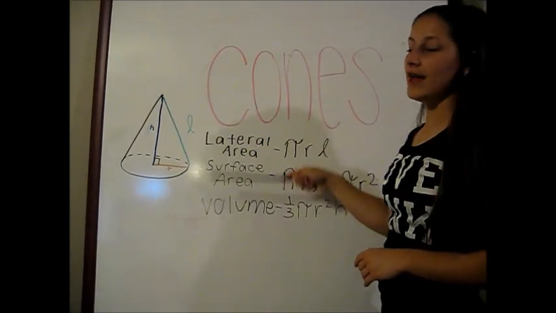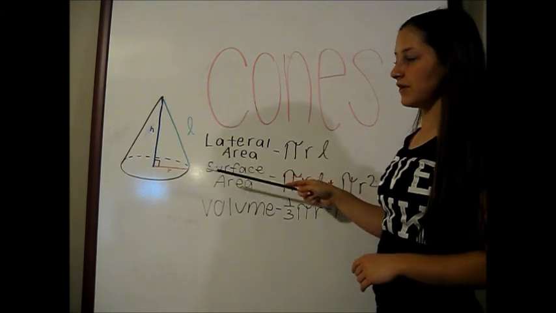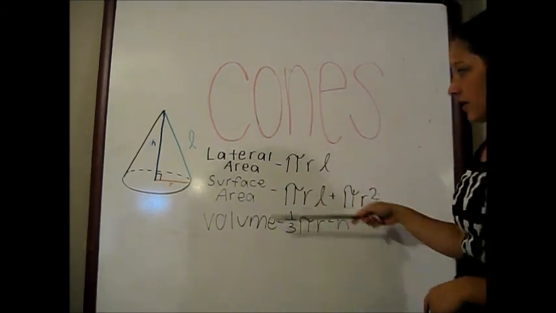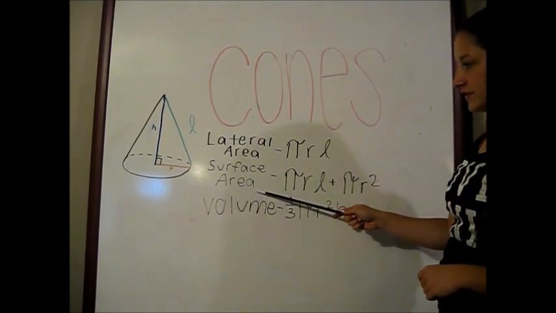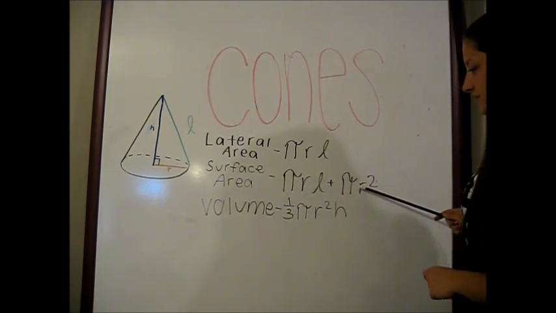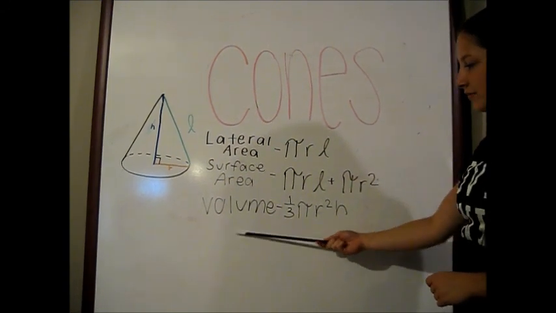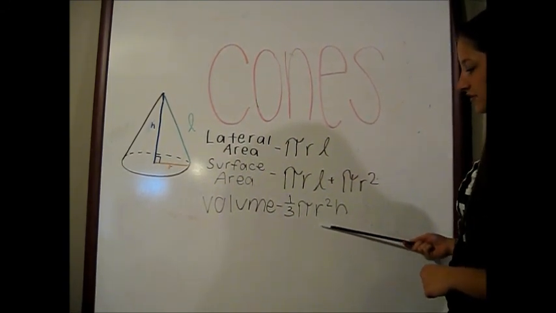To summarize everything about cones, just remember, this is the height, this is the radius, and this is the slant height. And sometimes to find out one of those measurements, you have to use the Pythagorean theorem. The formula for lateral area is pi RL. For surface area, it's pi RL plus pi R squared. And for volume, it's 1/3 pi times R squared times the height.